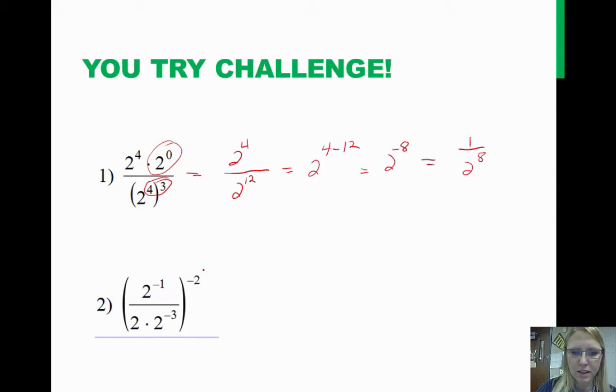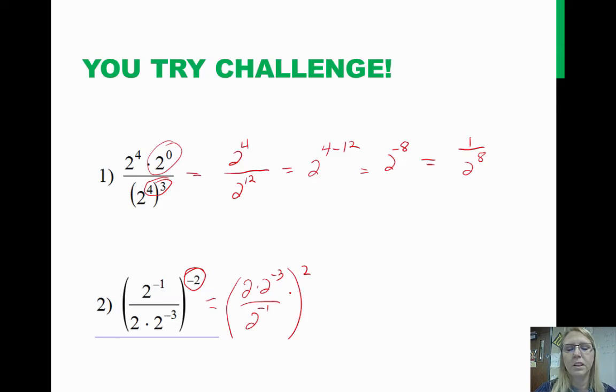This one's interesting because the entire thing in the parentheses has this negative 2. So one of the things I would recommend doing is going ahead and doing the flip of the entire thing, the reciprocal. So this will be 2 times 2 to the negative 3rd over 2 to the negative 1, to the 2nd power. So we've done that. Now I want to simplify the inside of this, and before we can do that, I'm going to give everything on the inside this positive 2. So it'll be 2 to the 2nd times 2 to the negative 3 times 2 over 2 to the negative 1 times 2.